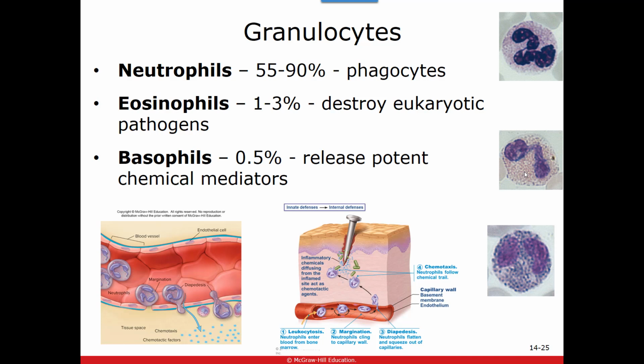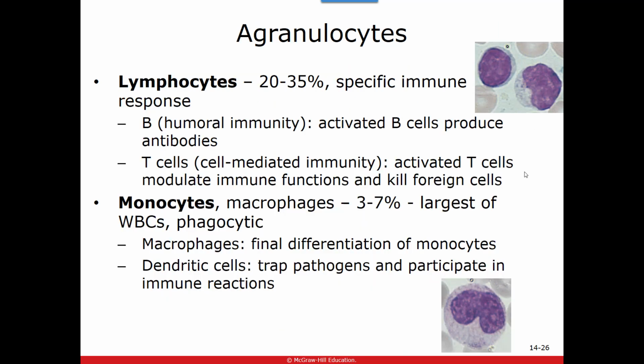Now, the agranulocytes, there's 2 of them, and they don't end in "phil," they both end in "cyte." So the lymphocytes and the monocytes. The lymphocytes, there's still quite a few of them. There are specific immune responses that we're going to talk more about in chapter 15. But there are 2 types of lymphocytes. There are B lymphocytes, called B cells, and T lymphocytes, which we call T cells.